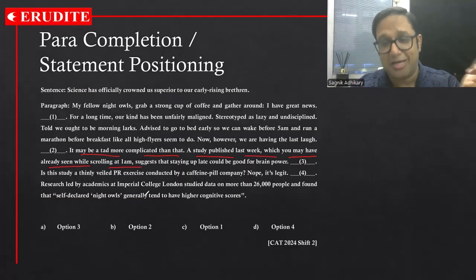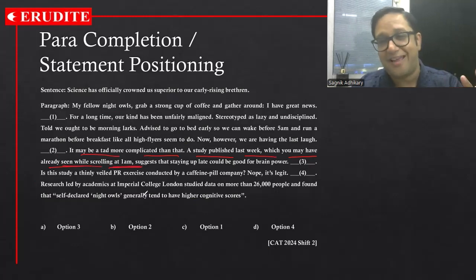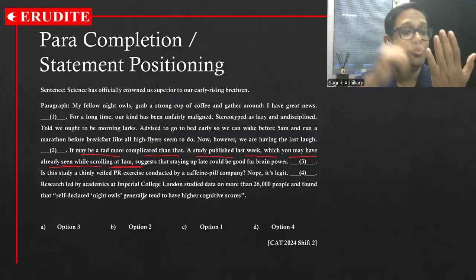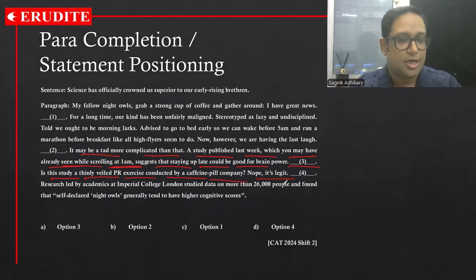But this says a study published last week, which you may have already seen while scrolling at 1 a.m., because these are night owls. What are they doing? They're up at night, maybe in their beds, doom scrolling on their screen, reading feeds. So you might have seen this scrolling at 1 a.m. "Suggests that staying up late could be good for brain power." Then we have blank three. "Is this study a thinly veiled PR exercise conducted by a caffeine pill company? Nope, it's legit." So we see that three statements before and after connect.